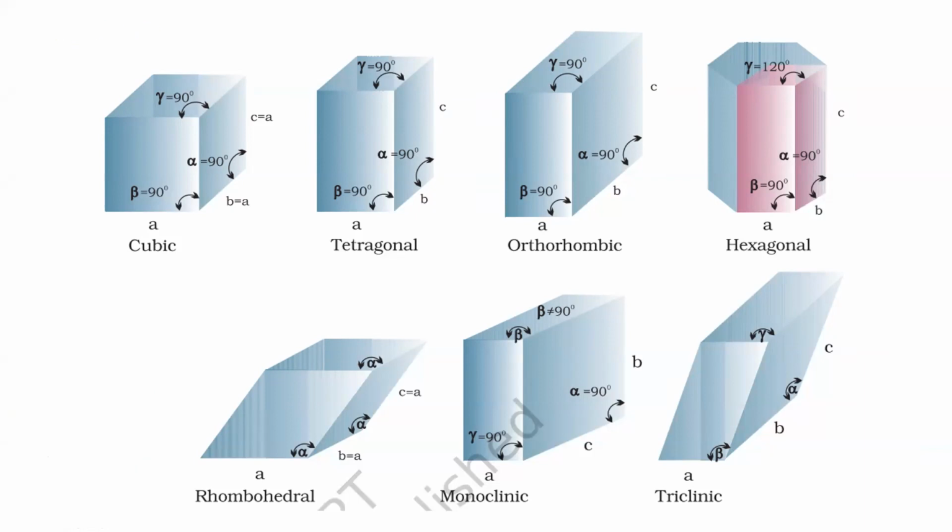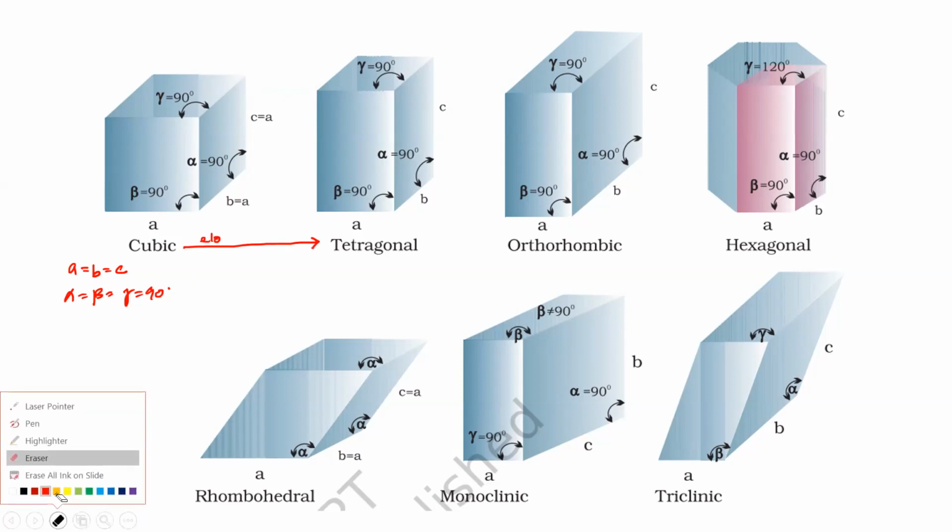These are 7. So in cubic you have A equal to B equal to C, and alpha equal to beta equal to gamma, which is equal to 90 degree. Now when I go from cubic to tetragonal, what I am doing is elongating one side. आप इन दोनों में compare कीजिए, you can see that the height of tetragonal is higher, right? The height of tetragonal is more than the height of cubic. So what we did, we held the ceiling and we elongated it. So if I want to go from cubic to tetragonal, then elongate one side.